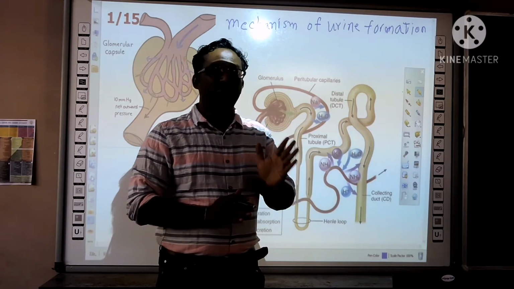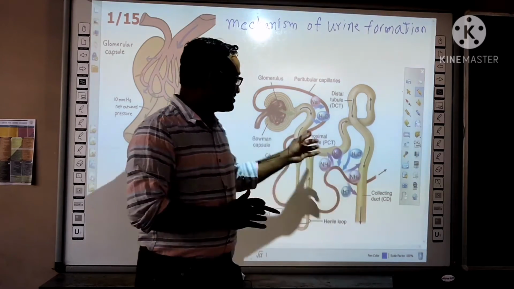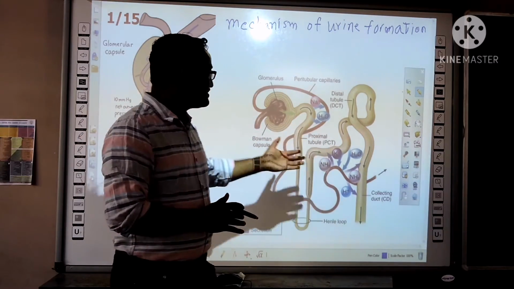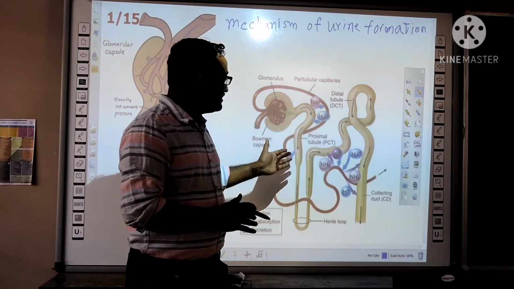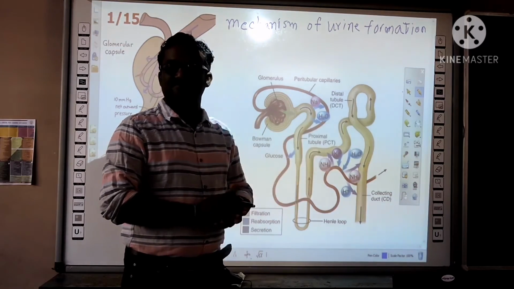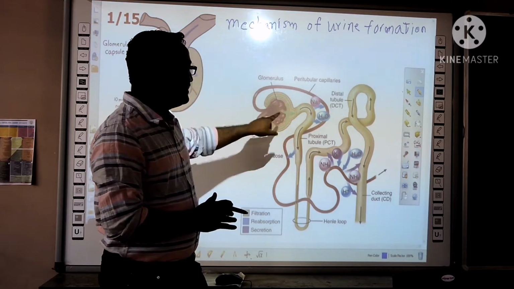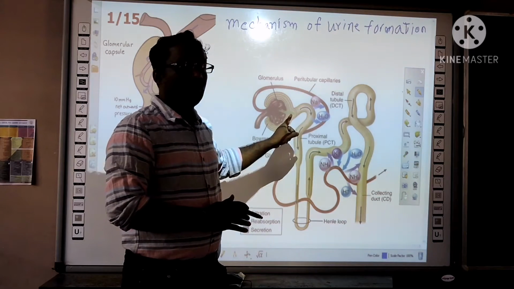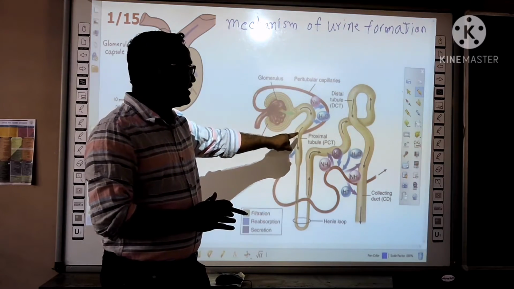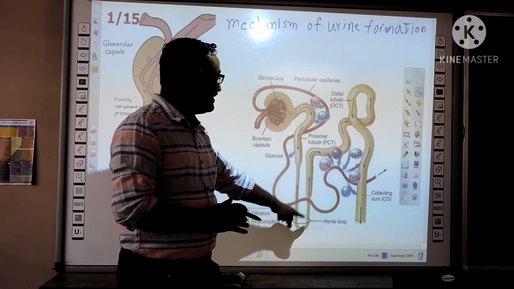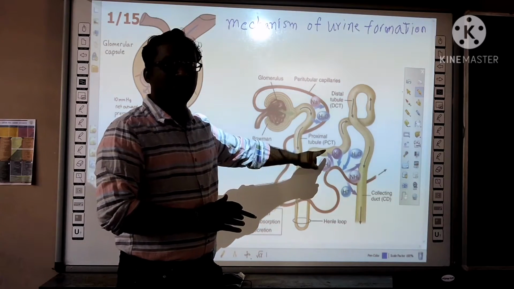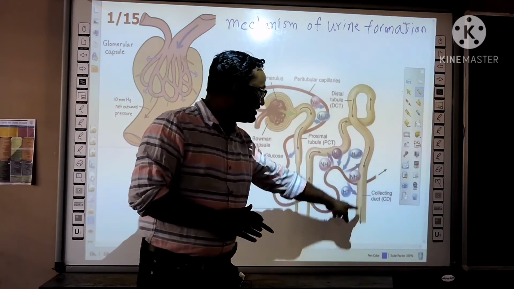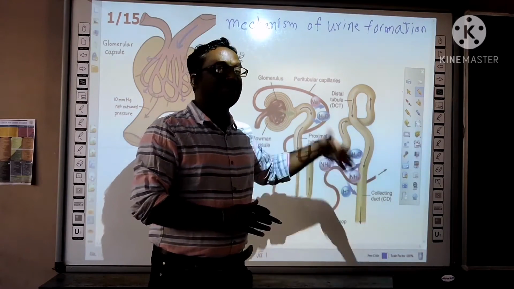What are the functional units of kidneys? Nephrons. Okay. You learned about the structure of the nephron. There are two parts: Malpighian body and tubular part. In the Malpighian body, Bowman's capsule and a glomerulus are present. And in the tubules, the proximal convoluted tubule, loop of Henle, and distal convoluted tubule are there. The distal convoluted tubule connects to the collecting duct. So that is the structure.